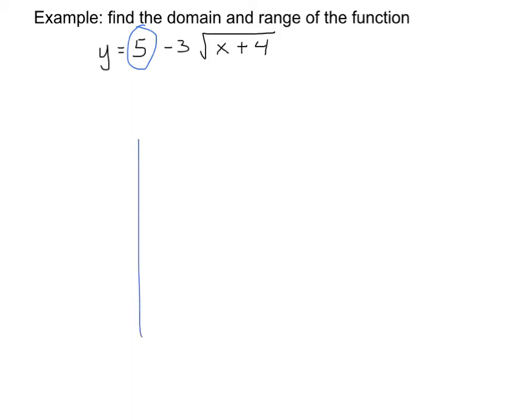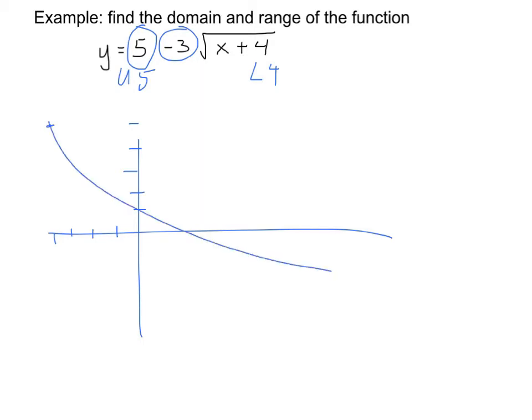Okay, so what these things mean. The 4 means that I'm going to the left by 4. The 5 means I'm going up by 5. And the 3 basically means, well, it's negative, so I'm flipped upside down and it's taller. So I'm going to the left by 4. I'm going up 5. So this is sort of my starting point. And then I basically have a downward shaped square root graph from there.